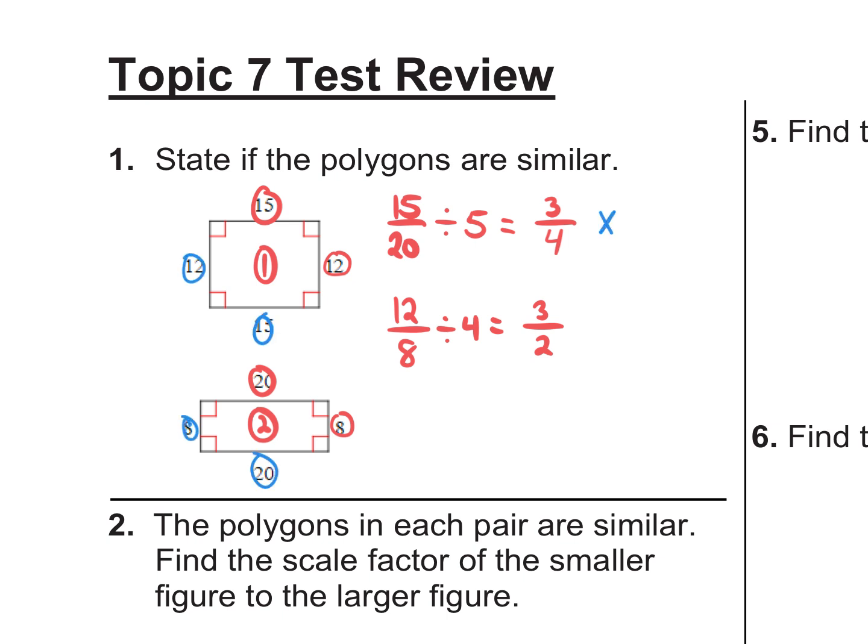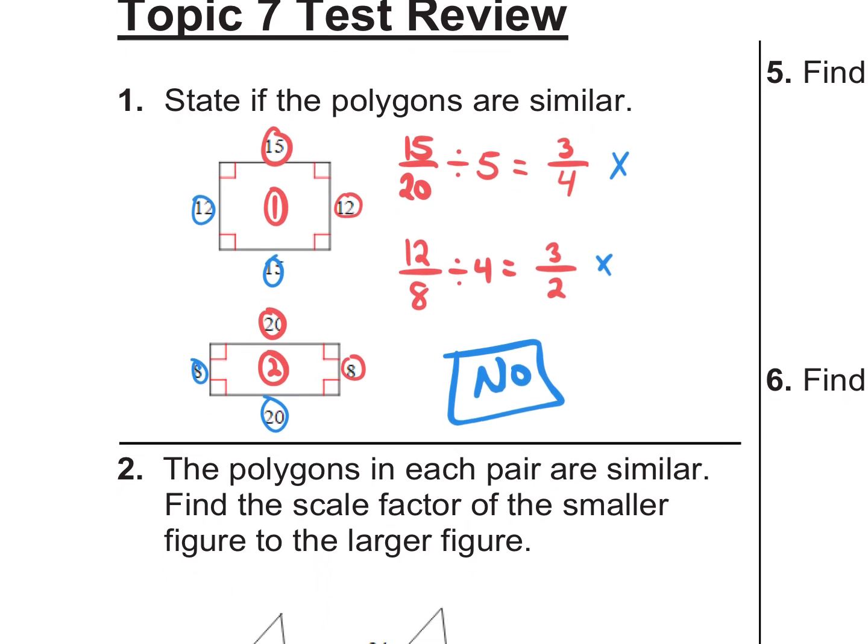So what does this tell us here? Since the ratios are different, not similar. So your answer is no. If they were the same, then your answer would be yes. And make sure you are checking all the ratios that you need to. In this case, we only need to check 2 because the others were the same.